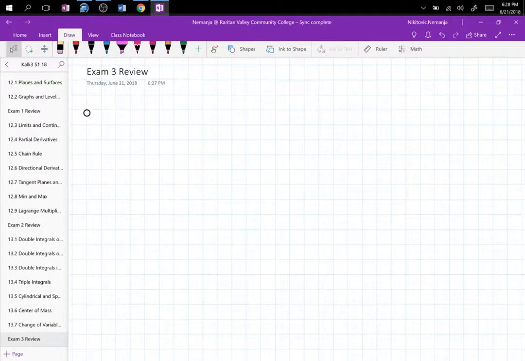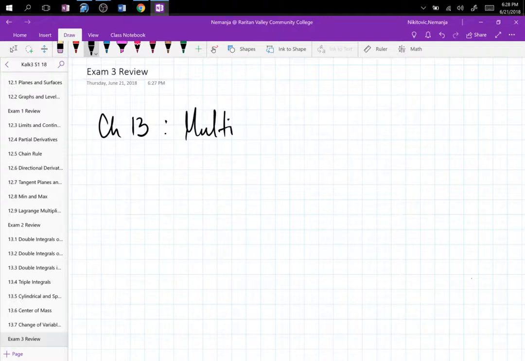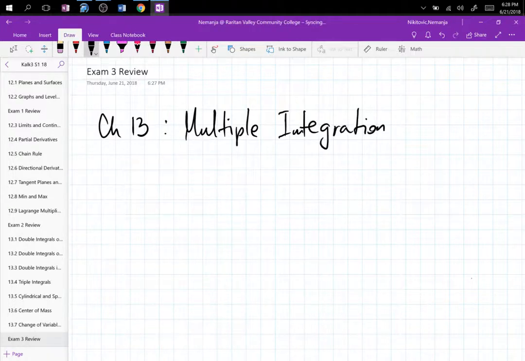This is exam 3 review, where we are going to focus on chapter 13, which is multiple integration. Everything from this chapter is important if you are looking to figure out the area or volume or the fourth dimensional entity that you need to figure out. So let's see the way integrals evolve from Calc 1 all the way through Calc 3.